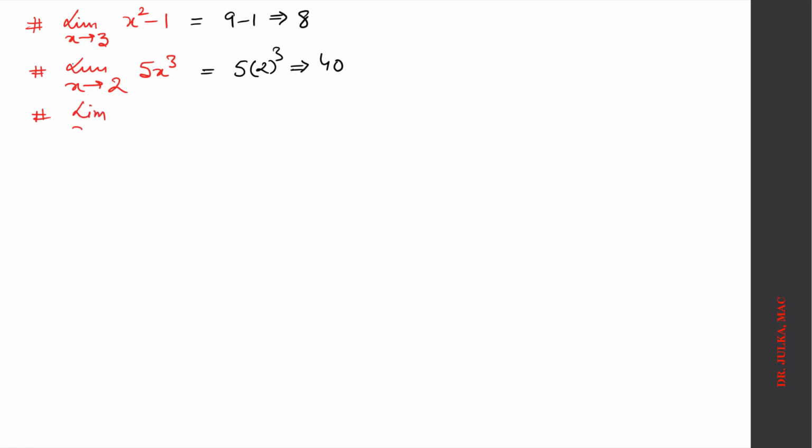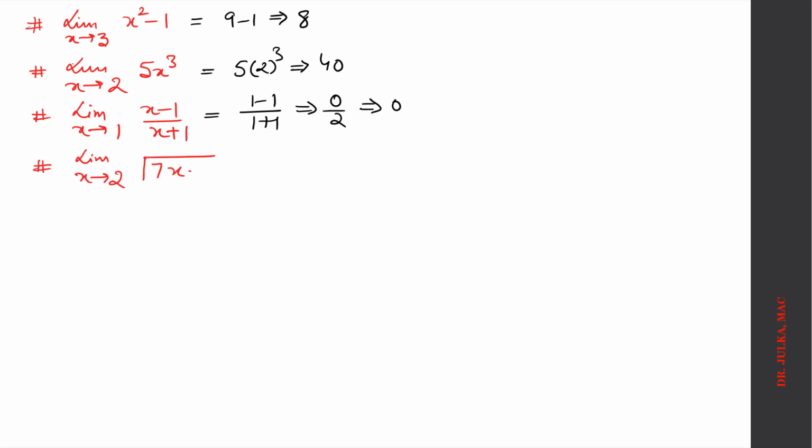Question 1. Limit x tends to 3, x square minus 1. Put x equal to 3 and we'll get 8. Next question. Limit x tends to 2, 5x cube. Put x equal to 2 and we'll get 5 multiplied by 8 equals 40. Next question. Limit x tends to 1, x minus 1 divided by x plus 1. Put x equal to 1 and we'll get 0 by 2, which equals 0. Next question. Limit x tends to 2, root of 7x minus 5. When you put x equals 2, we'll get 3.